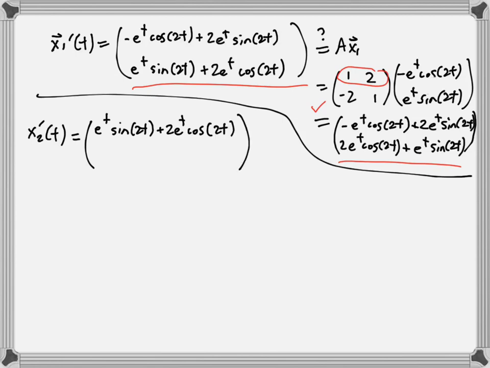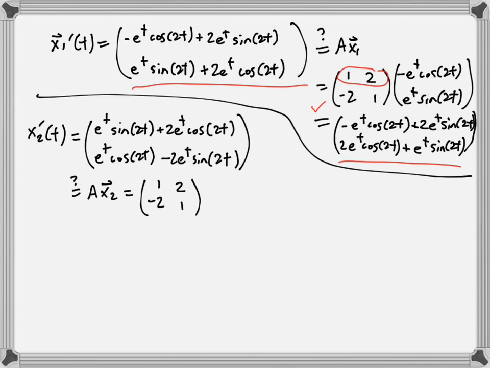And then the derivative of the second component was e to the t cosine of 2t minus 2 e to the t sine of 2t. So is that equal to A times x2? Well, this is, again, the matrix 1, negative 2, 2, 1, and this time we're going to put in x2. And x2 was e to the t sine 2t, and then e to the t cosine 2t.